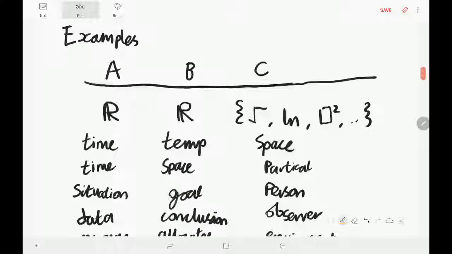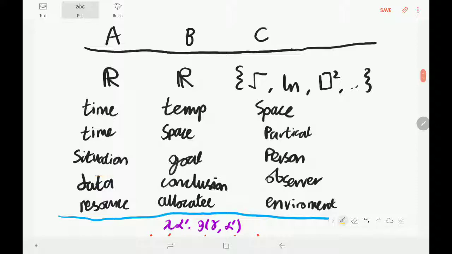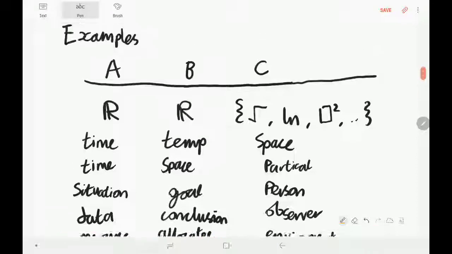Okay. And then there are similar ones: data, conclusion, and an observer. That's similar to the last case. Another one: resource, allocatee, and environment.